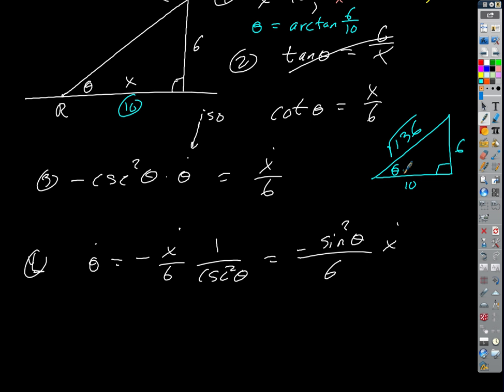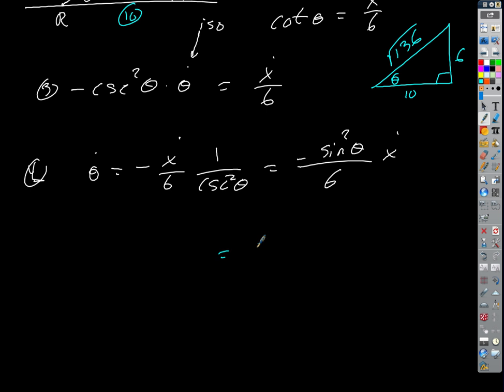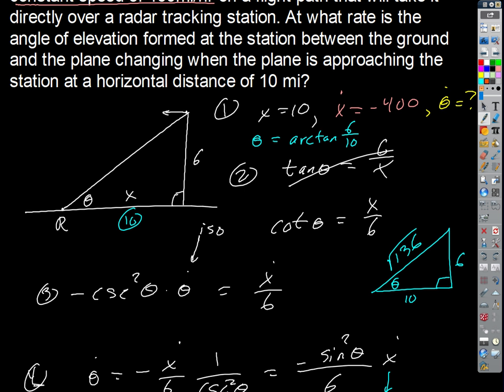I would just write it as a reference triangle and say negative 6 squared over 6 times x dot, we said was negative 400. And that's just gonna give me some number, right, some decimal. Okay, makes sense? And what would my units be? Miles per hour. Yep. Oh, hold it. No, we're doing theta dot, so it's gonna be radians per hour.